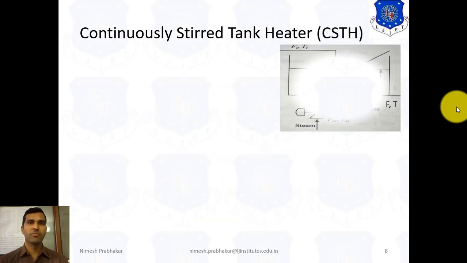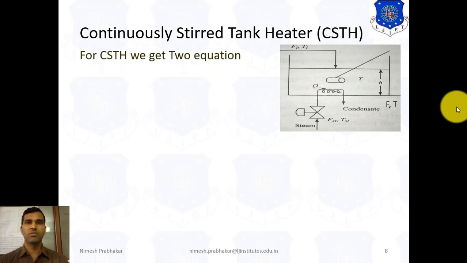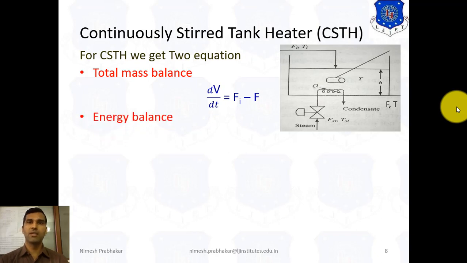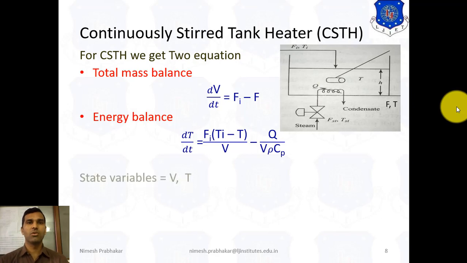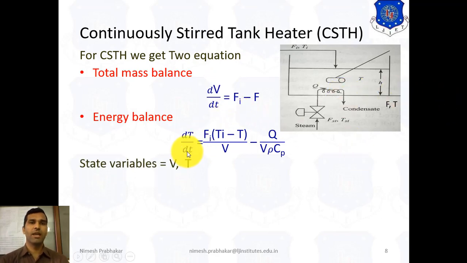So now here we get two equations for the continuously stirred tank heater. First one is the total mass balance equation, dV by dt equals Fi minus F, and we also get the energy balance equation, dT by dt equals Fi Ti minus T upon V plus Q upon V rho Cp. So these are the two equations. Now what are the state variables in these two equations? We can say the state variables are V and T. That means the temperature and the volume are the state variables, because the temperature and the volume inside this tank indicate the status of the tank.